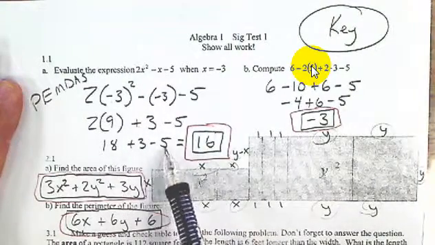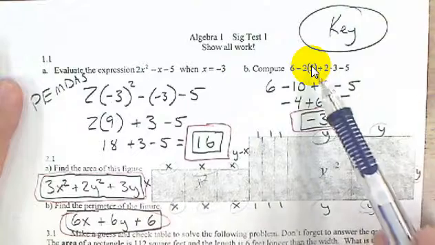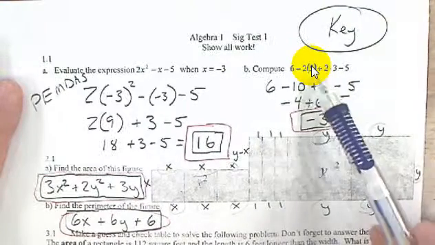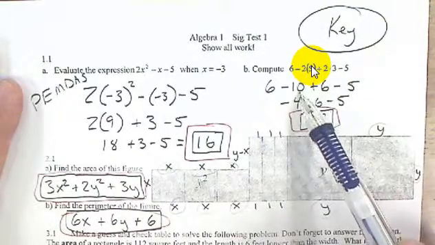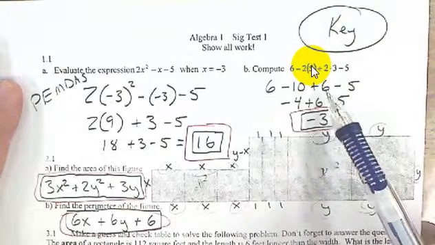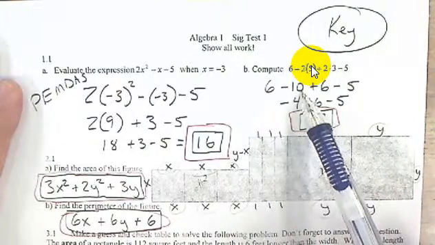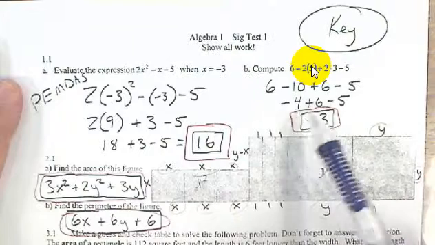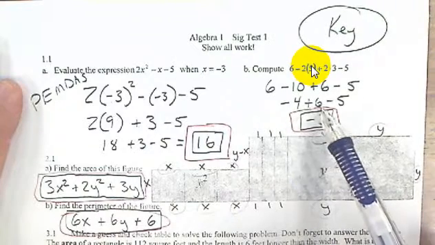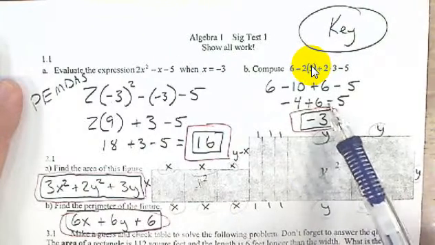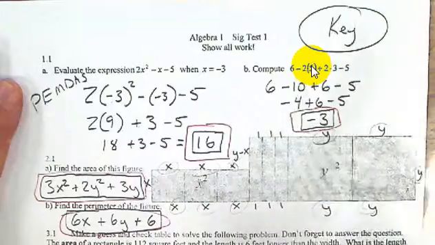So it's just 18 plus 3 minus 5. We have to do these multiplications first. So I have the 10 there and the 6 there. And then we just add them up. 6 minus 10 is -4. -4 plus 6 is 2. Minus 5 is -3.